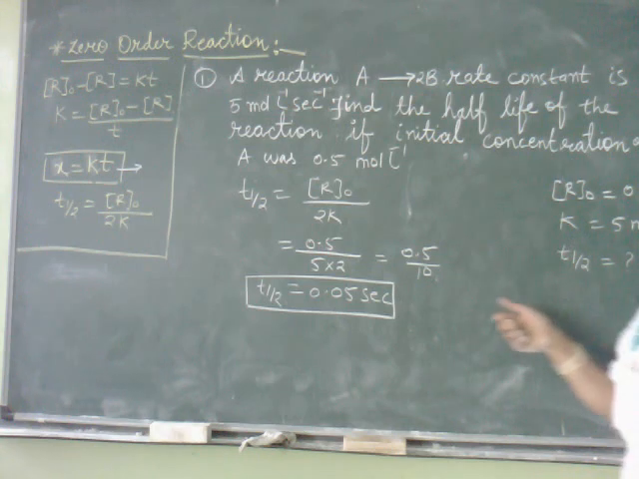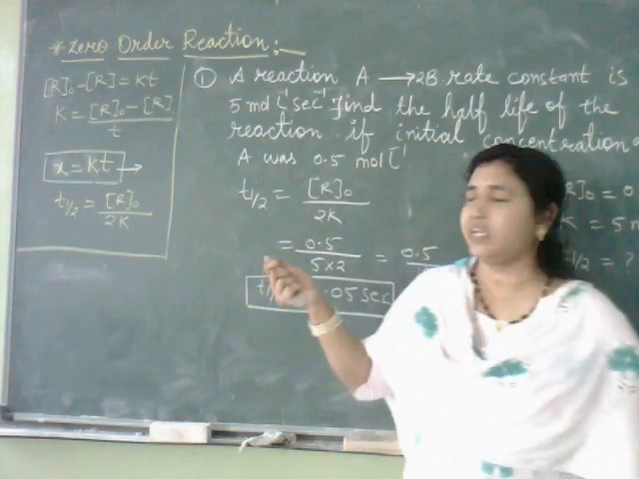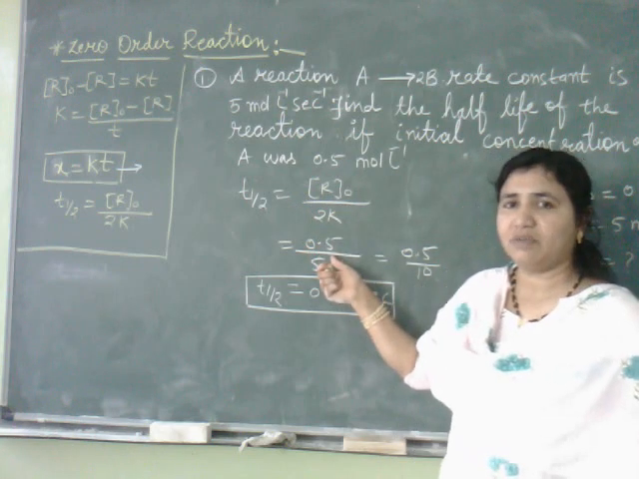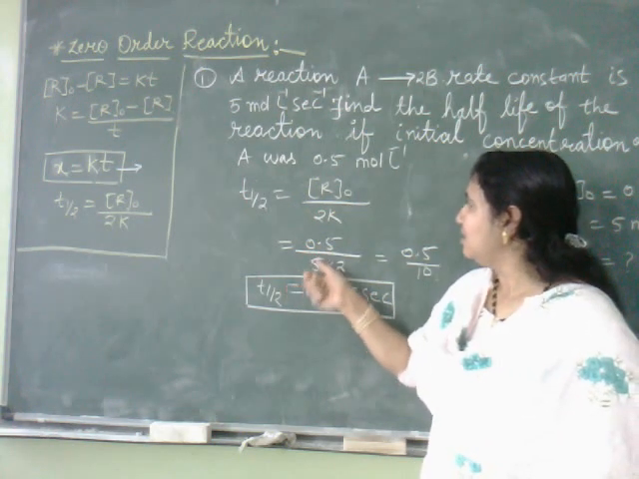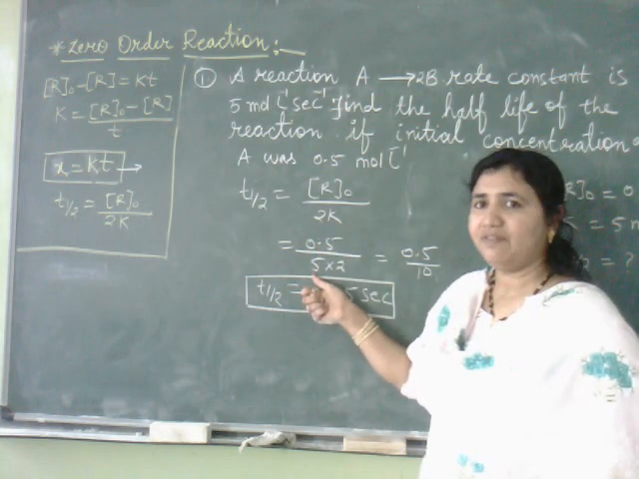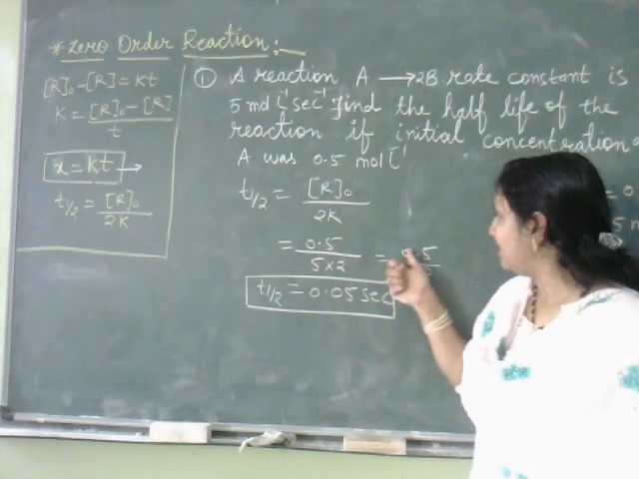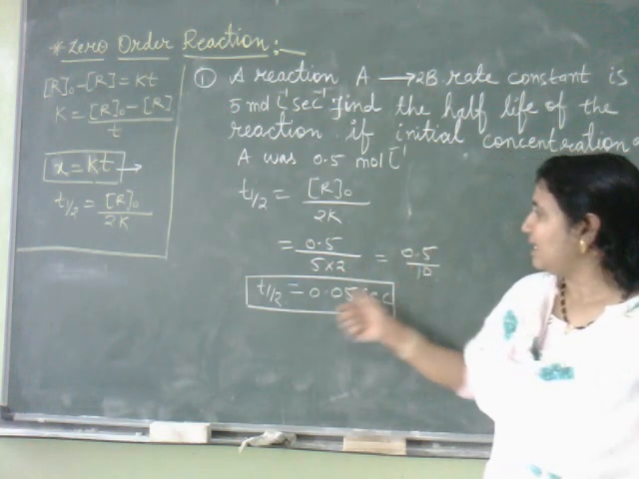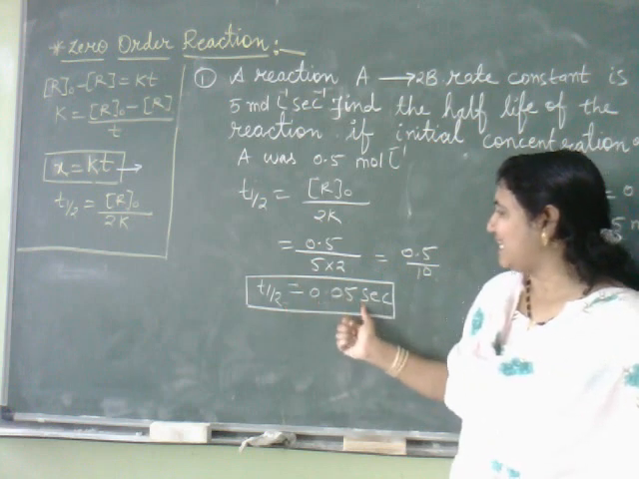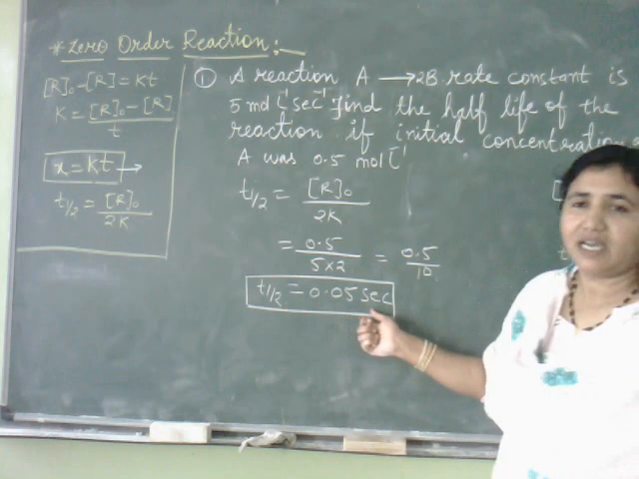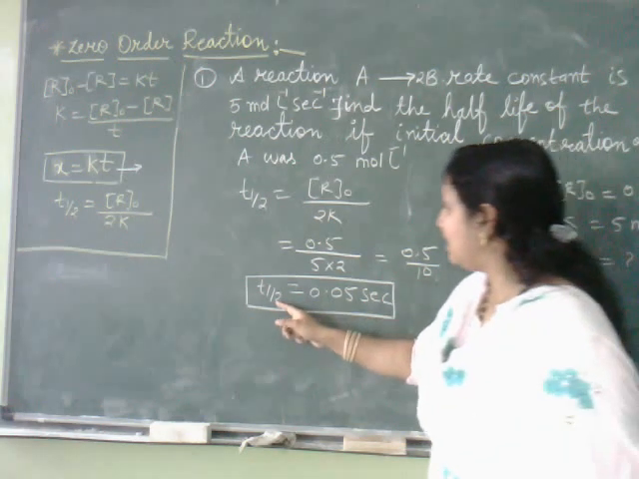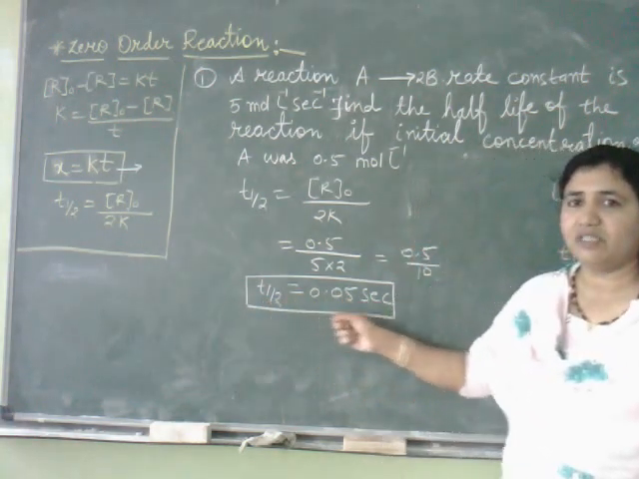We have the formula for the half-life period of the reaction: R naught by 2K. Initial concentration is given as 0.5, and the rate constant value is given as 5. Just put it in. So we will get 0.5 divided by 5 into 2, that is 0.5 by 10. And we will get the answer 0.05 second. The unit will be second for t half, because the rate constant was given in mole per liter per second, so the time unit will also be second.